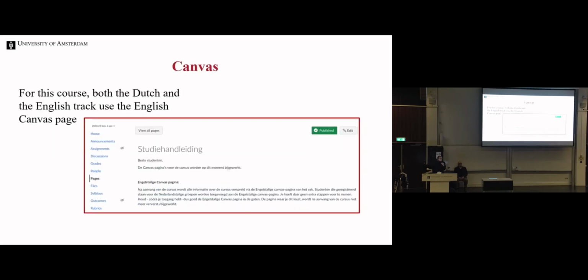Keep in mind that for those of you who are in the Dutch track, the Dutch track side of Canvas is linked to the English side, so all the information is basically channeled through the English side, also for those who are in the Dutch track.